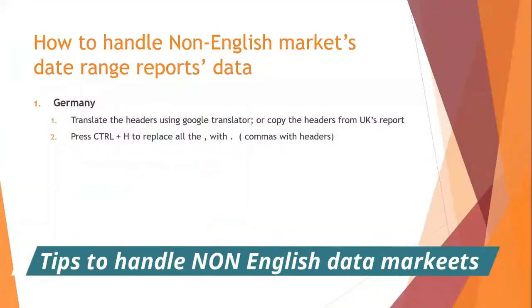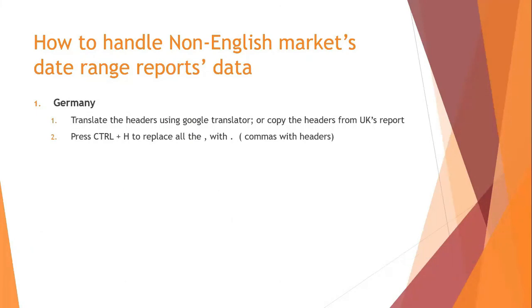How to handle non-English markets data, like for example Germany. So the procedure is the same. All you have to do is copy the headers of English market data, for example UK. Download the report from the UK, copy the headers and put it in the German report. Okay. Then what you have to do is replace the comma with dots, because in Germany they use a comma instead of a point or dot to represent the fractions. So replace the comma with dot and apply the same procedure for the German market.